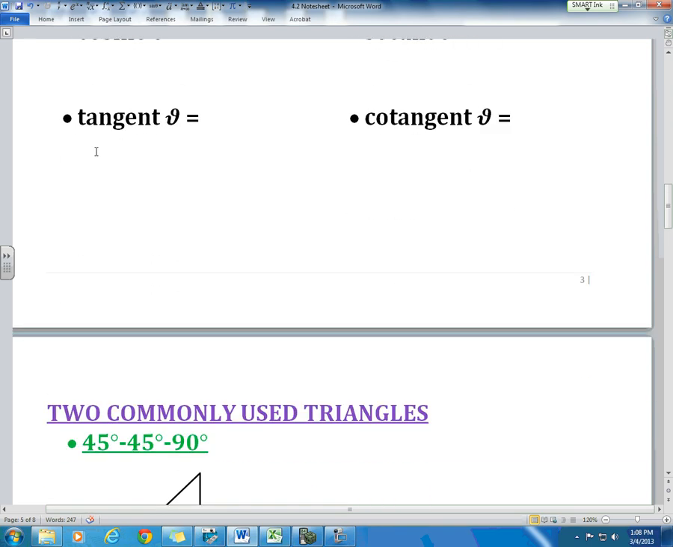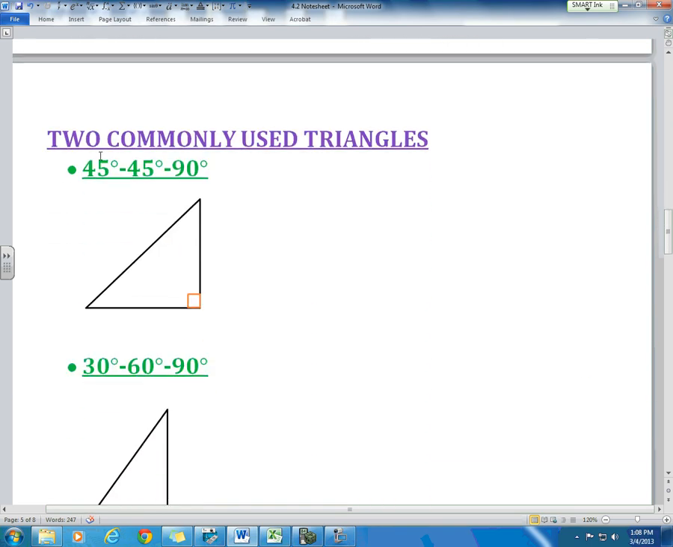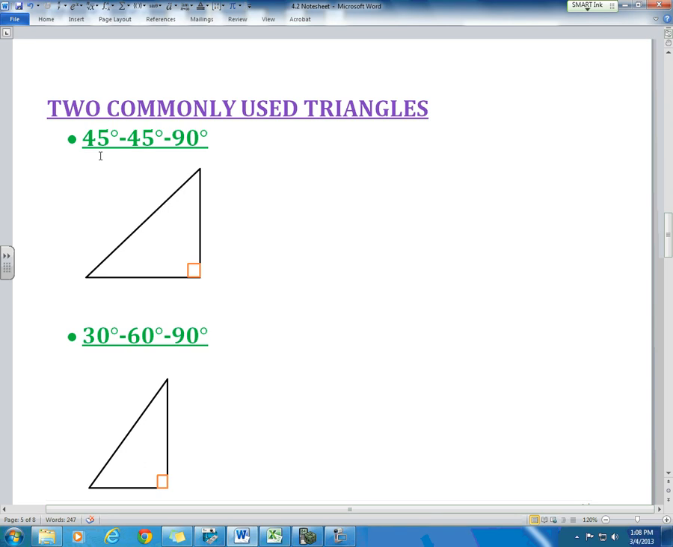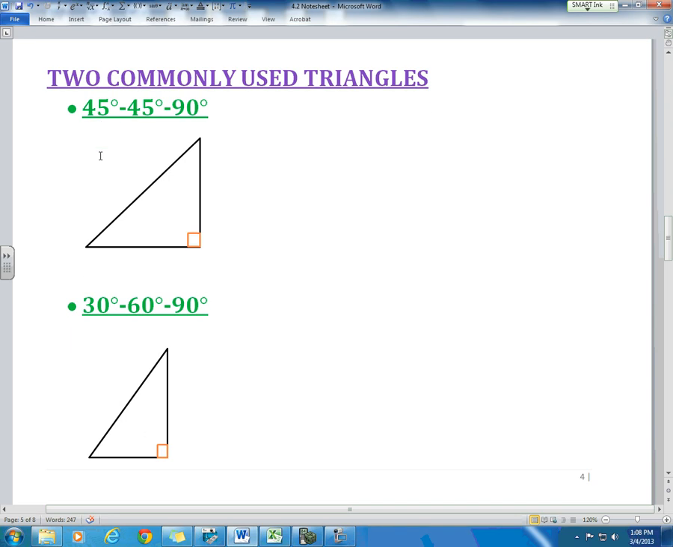So we're going to use these 6 ratios an awful lot as we go through the rest of the course. It's going to be crucial that we understand them in relation to our 2 special right triangles that we studied in geometry, those being the 45-45 right triangle and the 30-60 right triangle. So if we start off with a 45-45 right triangle, make sure you draw these in your notes with me here, just so that we can set up the ratios.